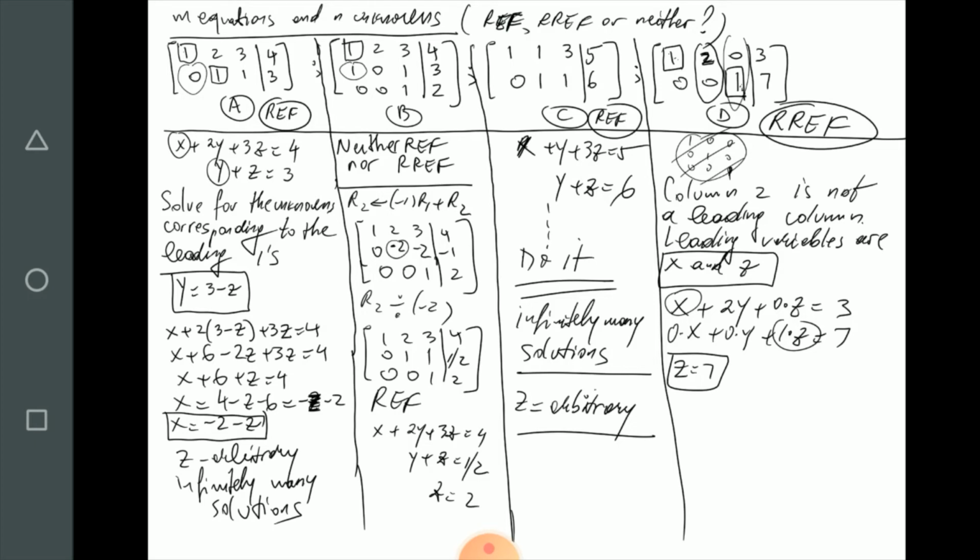And there's nothing to plug in for z on the top, because it's multiplied by 0. And I solve for x in the first equation, and I'm done. Y is again arbitrary, because it's not the leading variable. And again, we have infinitely many solutions.